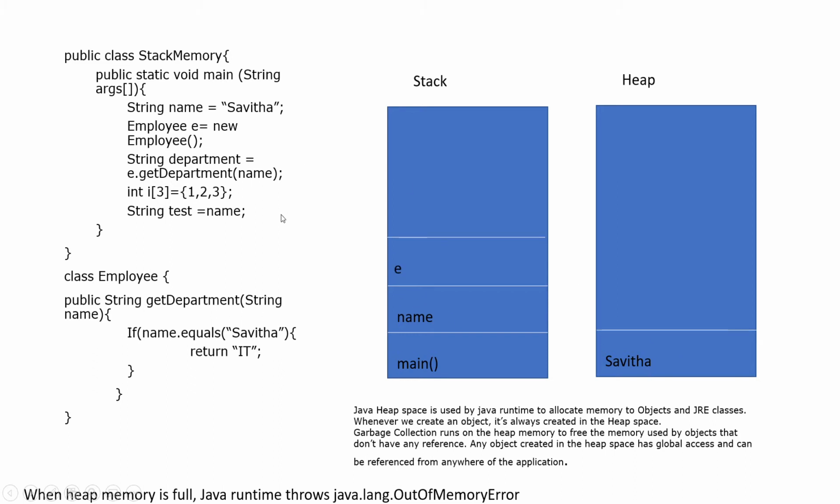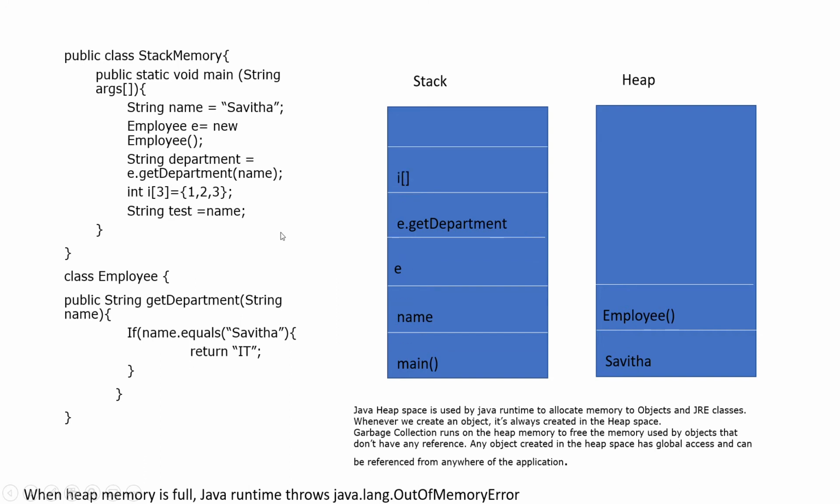Next is a declaration of Employee e. So it's an object declaration, not a variable declaration. Here the Employee e object is created using the constructor. The reference will be here in the stack, and the actual object will be stored in the heap. Next, a method from this object is called. That method reference will be here, but the actual object is in the heap.